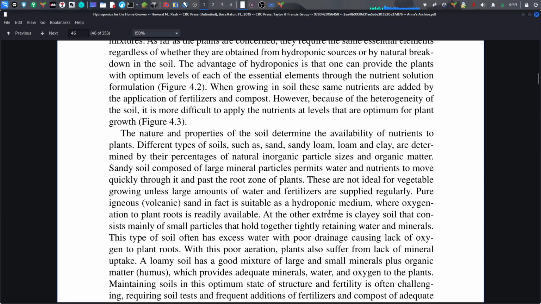At the other extreme is clayey soil that consists mainly of small particles that hold together, tightly retaining water and minerals. This type of soil often has excess water with poor drainage, causing a lack of oxygen to plant roots.